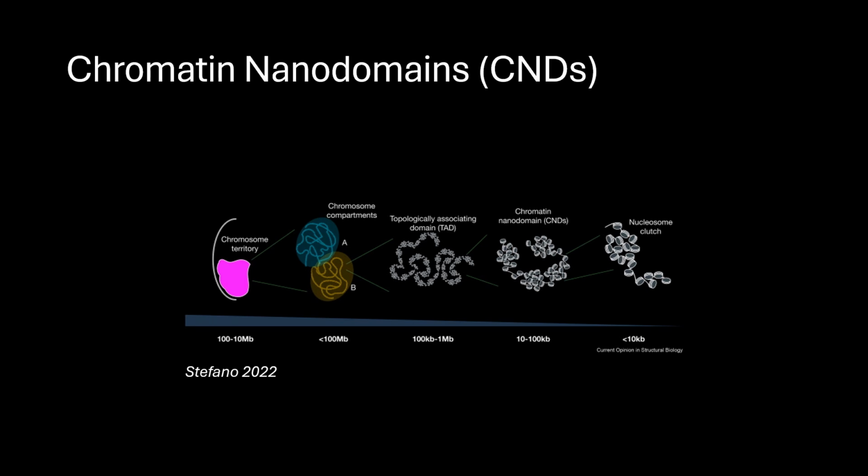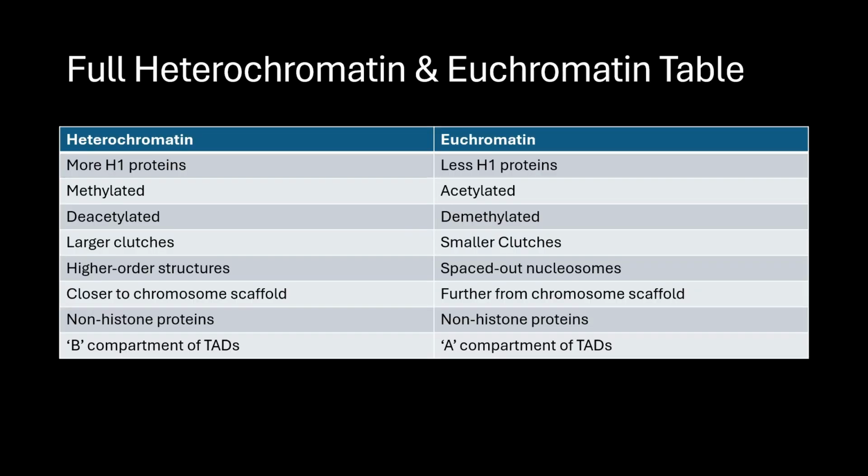Just like how inside each chromosome there are many A and B compartments, and inside each A and B compartment there are many topologically associated domains, there are also many chromatin nanodomains inside each topologically associated domain. This one is not too difficult to understand. It's just what it looks like in the picture. It's just larger bunches of nucleosome clutches. Alright, that's about it. As promised, here's the full table of things that can constitute heterochromatin and euchromatin.